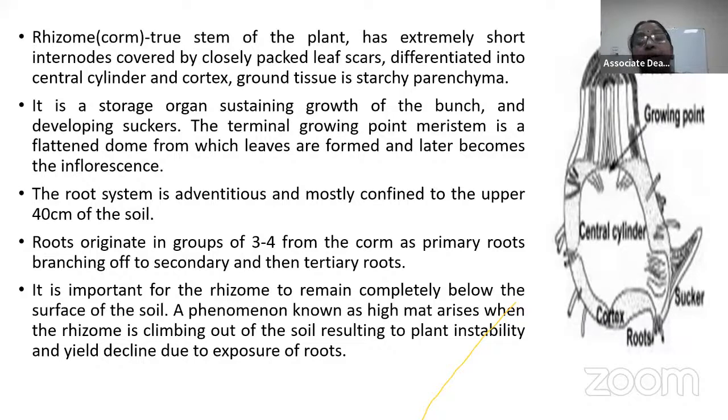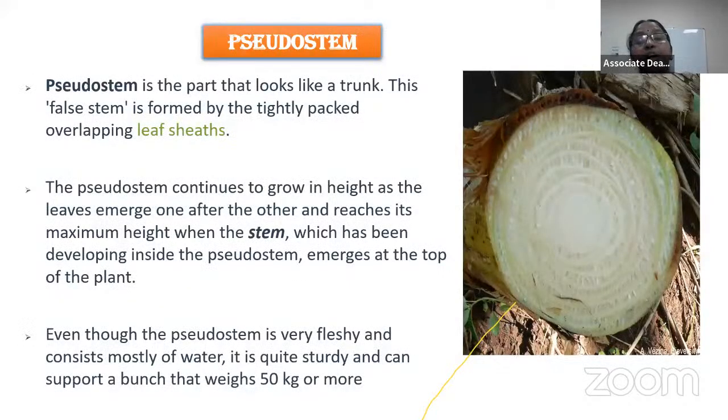And the next morphological character, the structure, is the pseudostem. Here you can see the cross section of the pseudostem in the photograph. It is a part that looks like a trunk, and this is the false stem. How it is formed: here you can see the tightly packed overlapping leaf sheaths. It will continue to grow in height, the pseudostem, as the leaves emerge one after the other and it reaches its maximum height. And the stem that has been developing inside the pseudostem, that is the true stem, then emerges at the top of the plant.